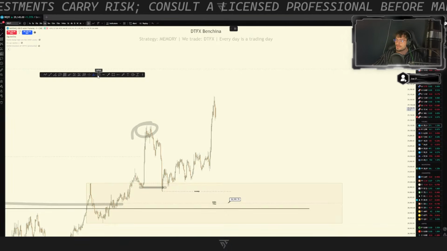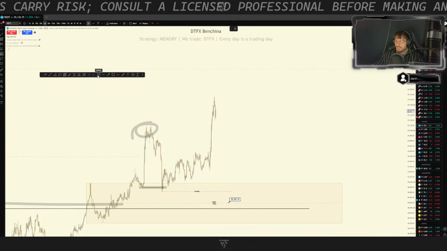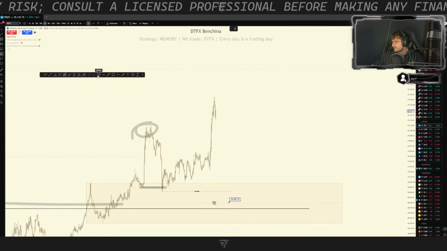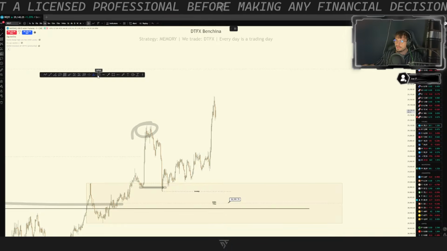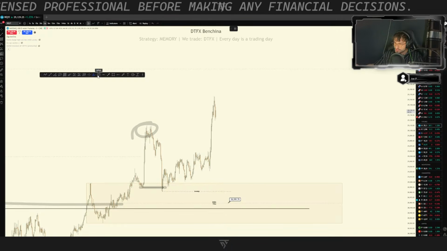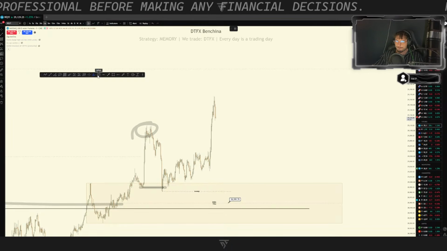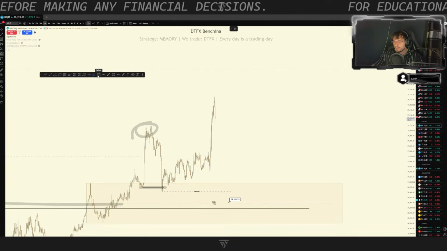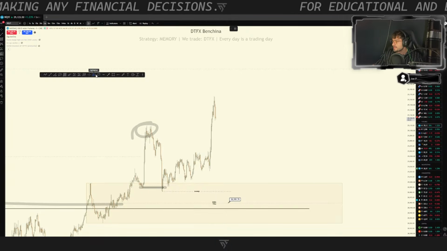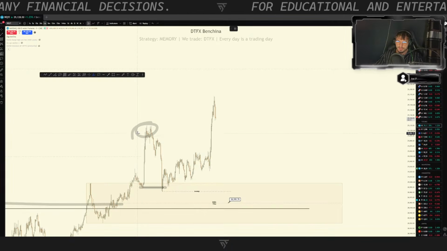Everything should be mechanical. Everything but trading, actually pressing the button. Everything else should be mechanical, like the rules, the trading plan. Just the trading part, taking the trade, is not mechanical.